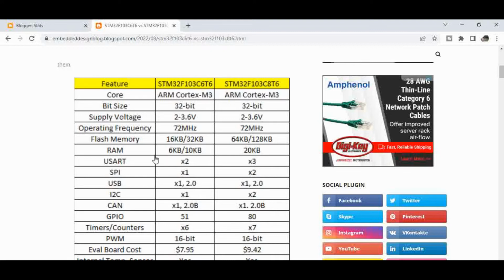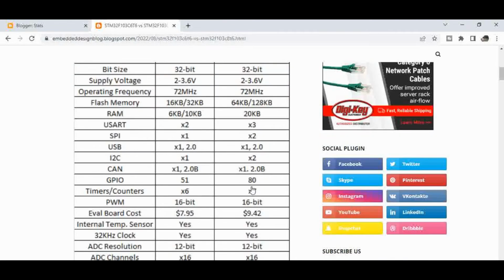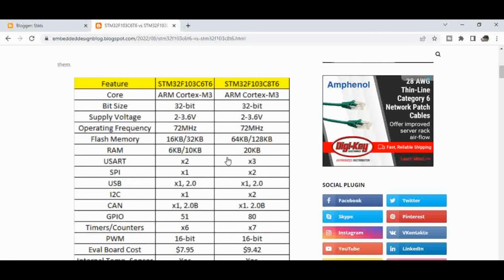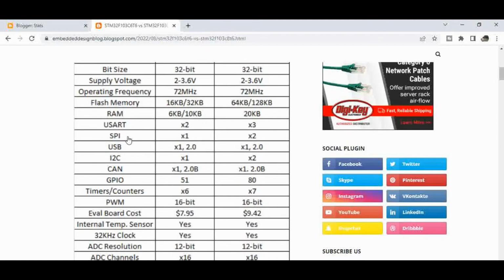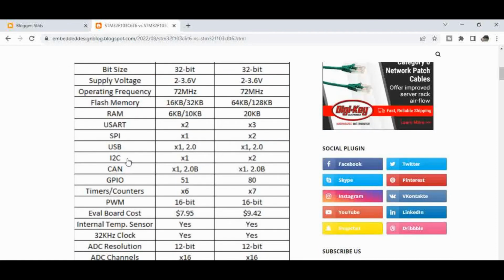And on the RAM side, the SRAM basically in microcontrollers, C6T6 has 6 KB and 10 KB options, whereas C8T6 has 20 KB. Here B means byte. Even from the peripheral perspective, we have more USARTs in C8T6, as well as SPI, USB, I2C, CAN, and GPIO. So the C8T6 has more features compared to C6T6, and especially it supports USB 2.0 and CAN 2.0B.